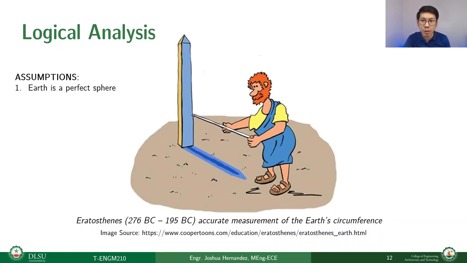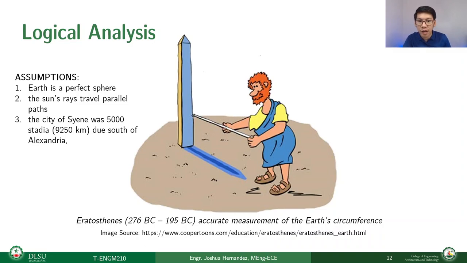Some of them are these. First, that the earth is a perfect sphere. Second, that the sun's rays travel parallel paths. What else? That the city of Cyrene, where someone told him that during noontime, you could not see shadows, was around 5,000 stadia or around 9,250 kilometers due south of the ancient city of Alexandria. And so on, many assumptions that he made. Now, with these idealizations, Eratosthenes created a mathematical context in which the principles of geometry could be applied.